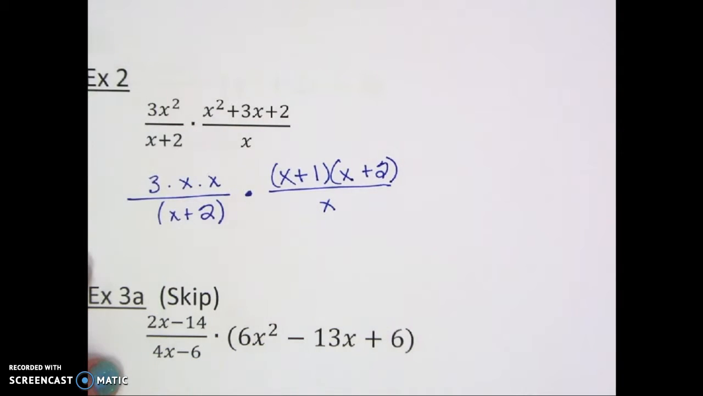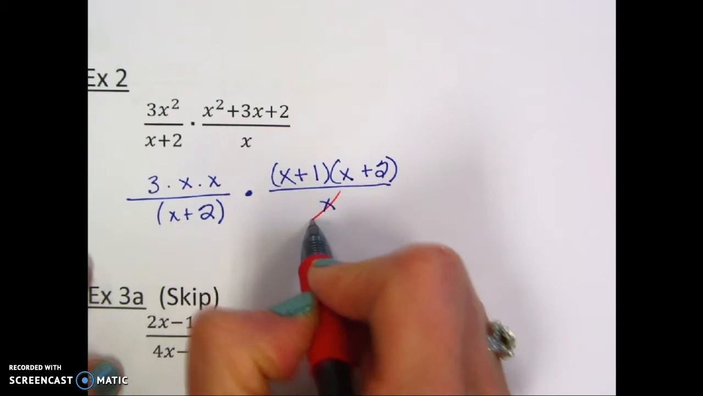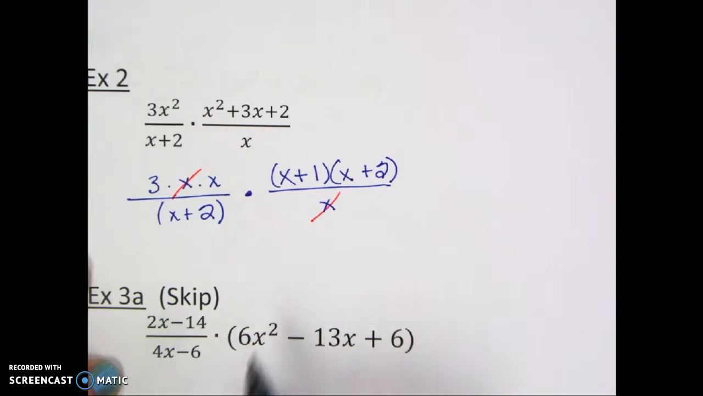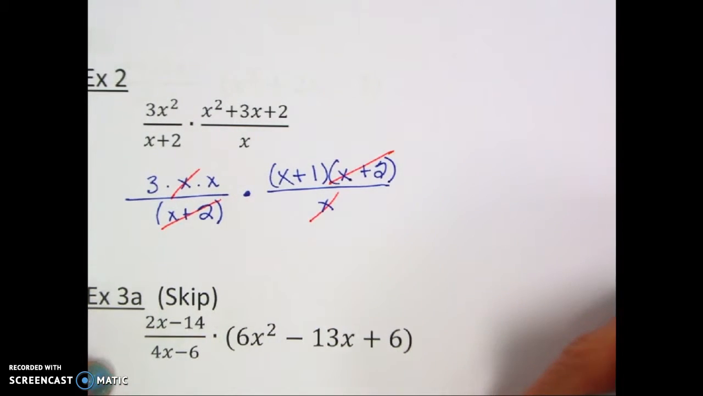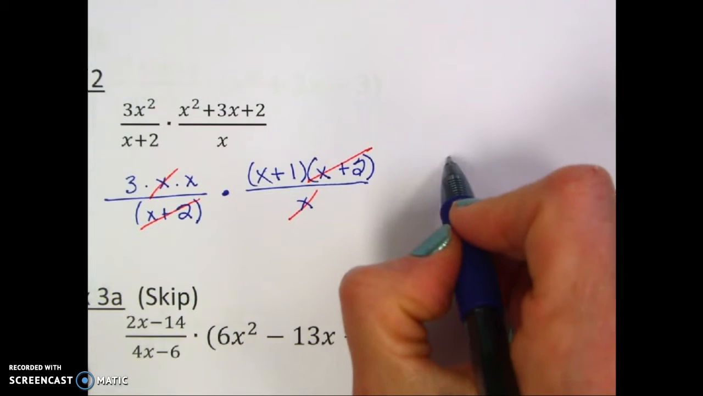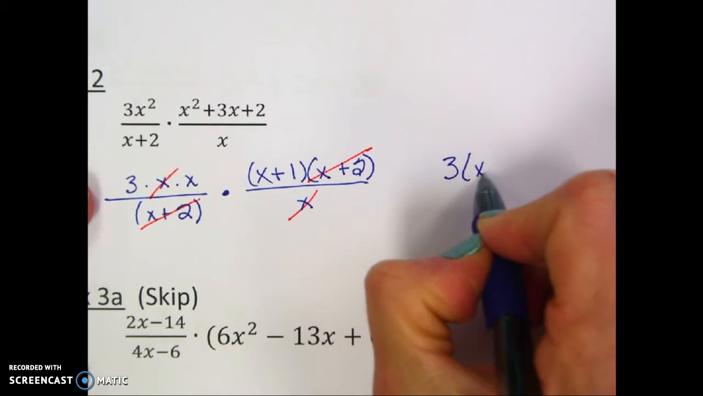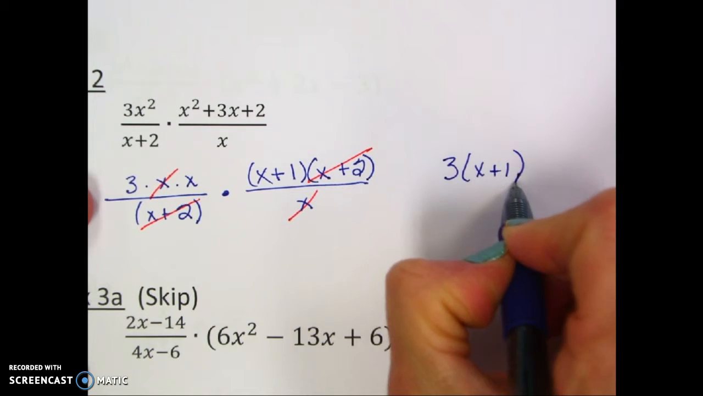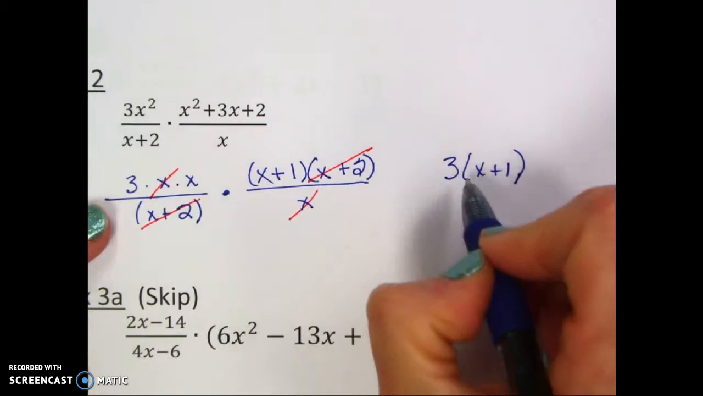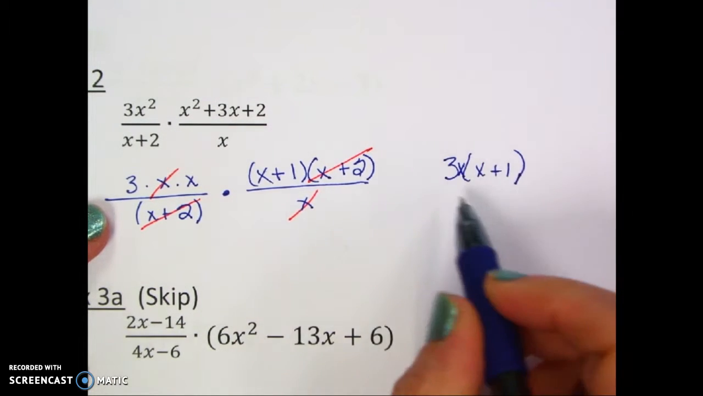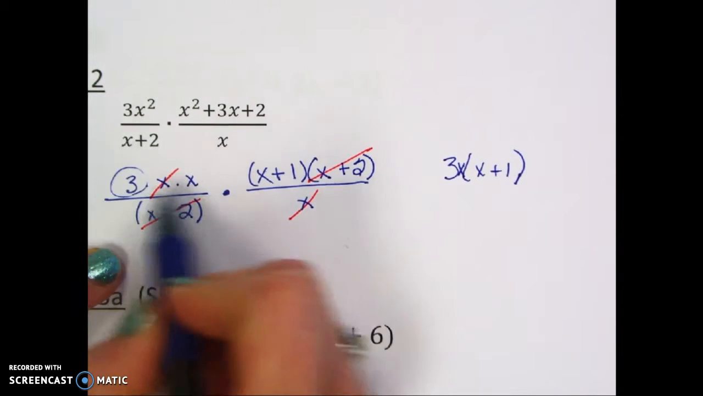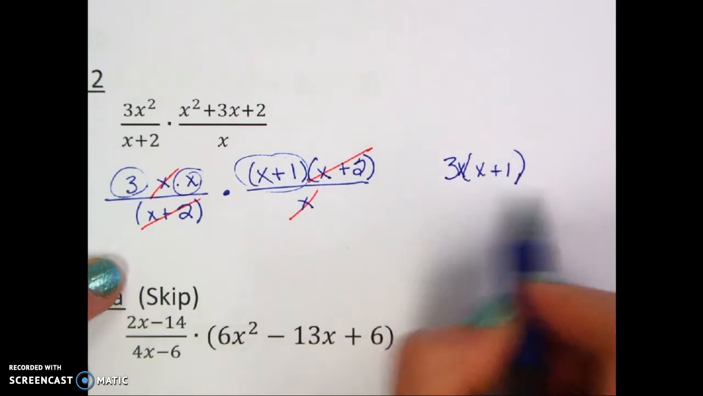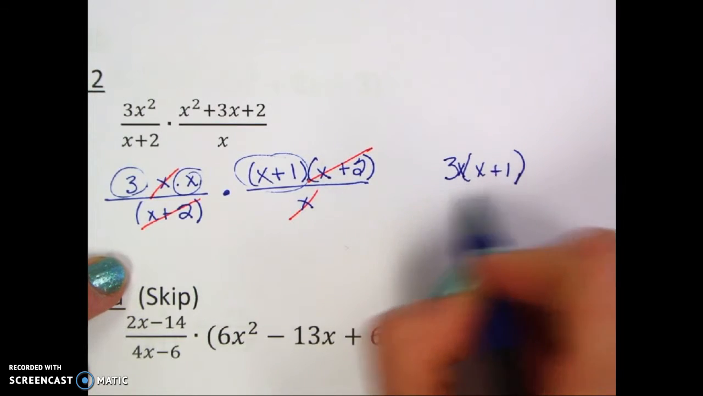Now, as far as canceling goes, we're going to cancel this x with one of these x's, and we're going to cancel this x plus 2 and this x plus 2. And then what remains is our answer. So we have a 3 and an x plus 1 on the top. Oh, and another x in there. I missed that one. 3x and an x plus 1 on the top, and nothing on the bottom. So you could just leave it like that, or you could put it over 1.